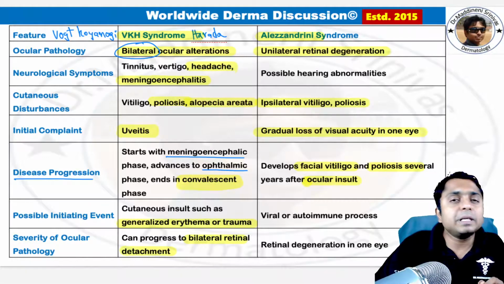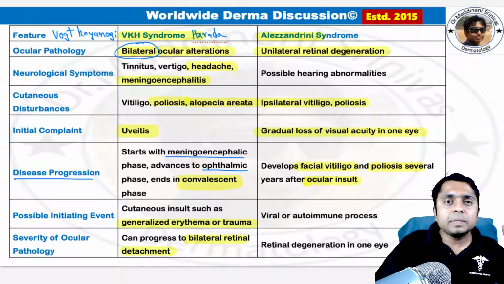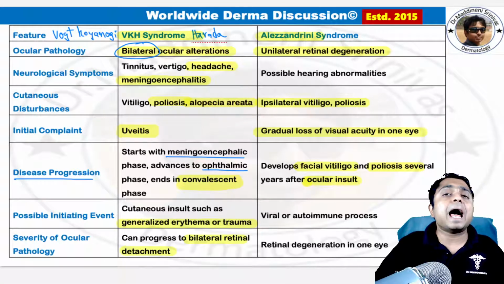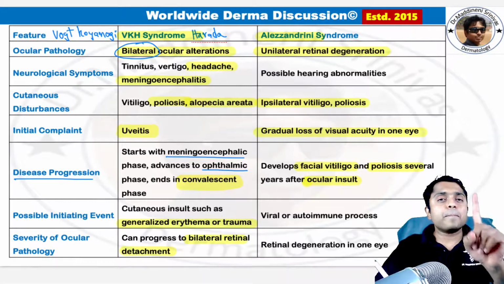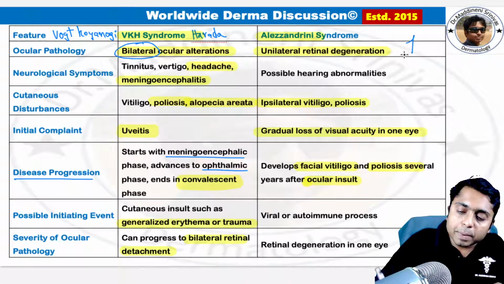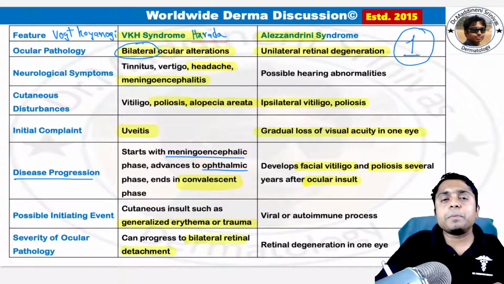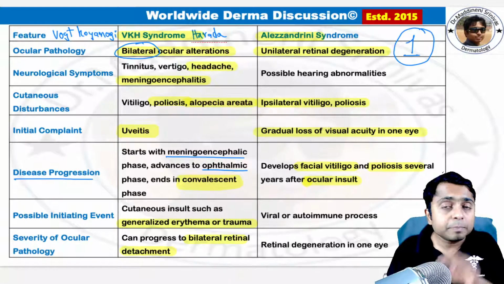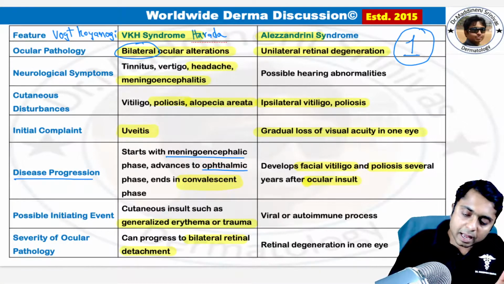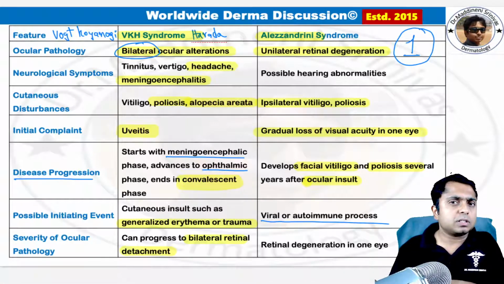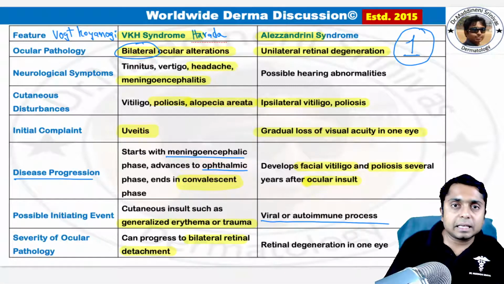So how can I remember this one side? Remember Alezzandrini syndrome. Remember Alexander. Alexander always wanted to be number one. With the help of this, you can remember there will be unilateral involvement in the skin and also in the eyes. And this can be due to some viral or autoimmune processes. Those details we will see in another video.